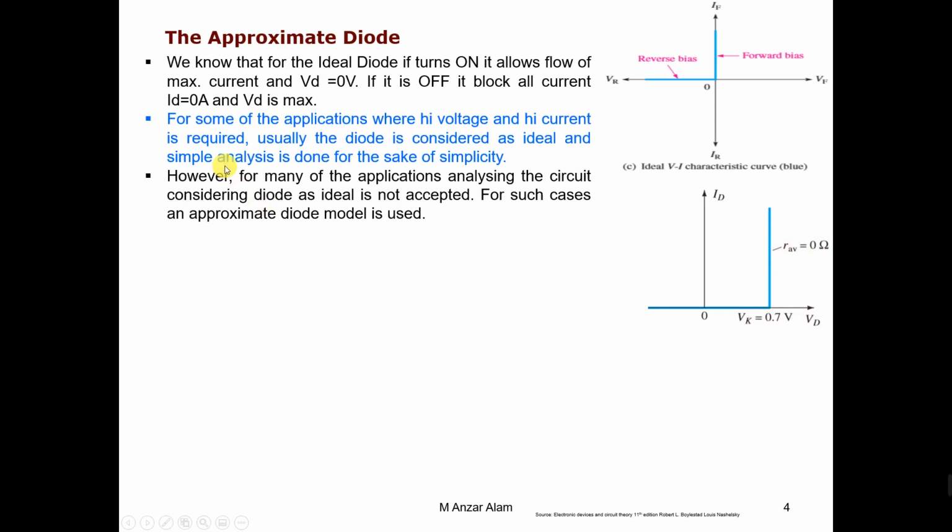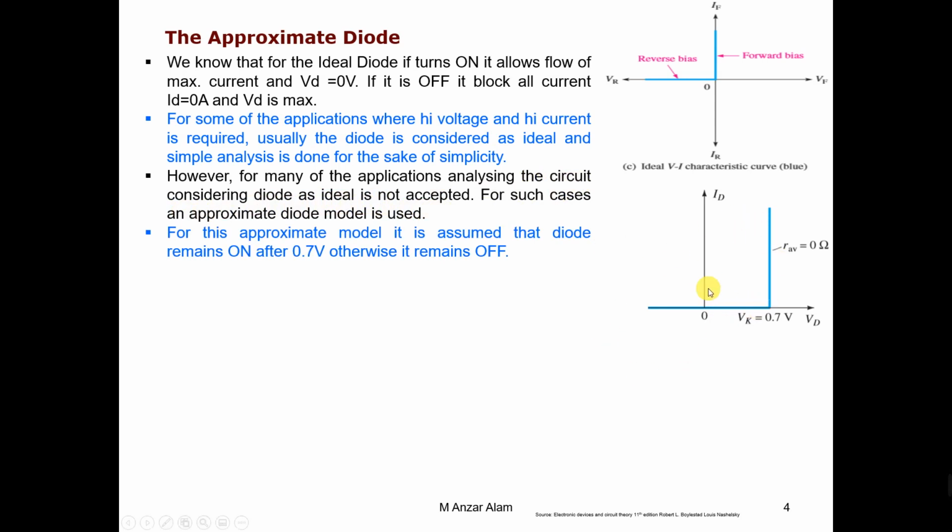is 0 ohm. However, for many of the applications analyzing the circuit, considering the diode as ideal is not accepted. For such cases, an approximate model diode is used. This is the approximate model diode. For this approximate model, it is assumed that the diode remains on after 0.7 volt, otherwise it remains off. So after 0.7, this is the on period, and the rest of the voltage is for the off. In more accurate analysis, this looks slightly different, but this is not the exact and true characteristic curve of the diode.